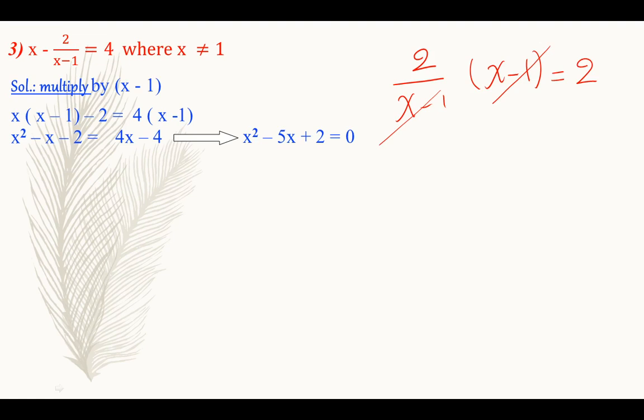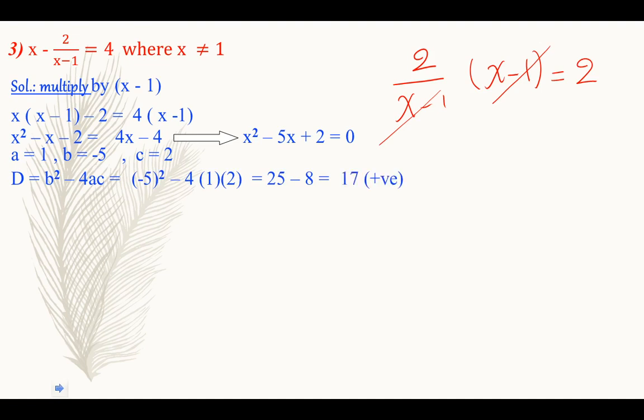Now we put it in the standard form. So A equals 1, B will be negative 5, and C will be equal to 2. Using the discriminant B power 2 minus 4AC, negative 5 power 2 minus 4 multiplied by A, which equals 1, multiplied by C, which equals 2. So the result will be 25 minus 8 equals 17.